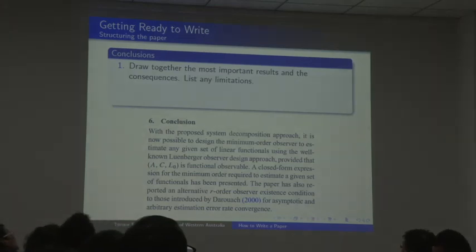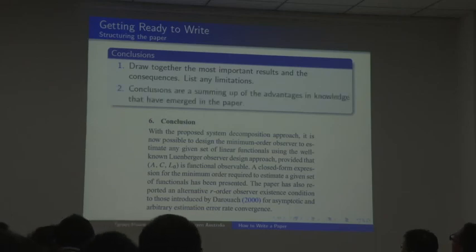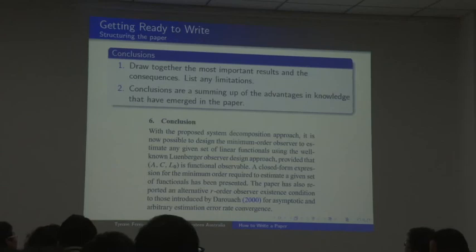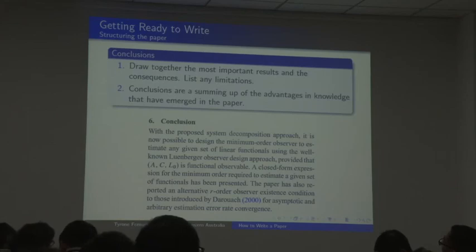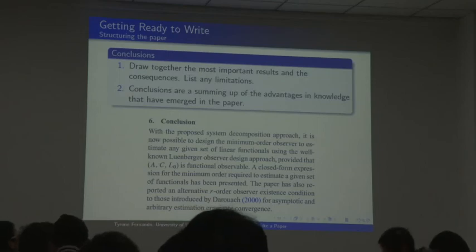And the conclusion just draws together the most important results and consequences, and you can list any limitations. Conclusions are summing up the advantages in knowledge that have emerged in this paper. What are the advantages of the new knowledge that emerged from this paper? That needs to be written in the conclusion. Okay, that's an example conclusion that I did. I won't go through that.